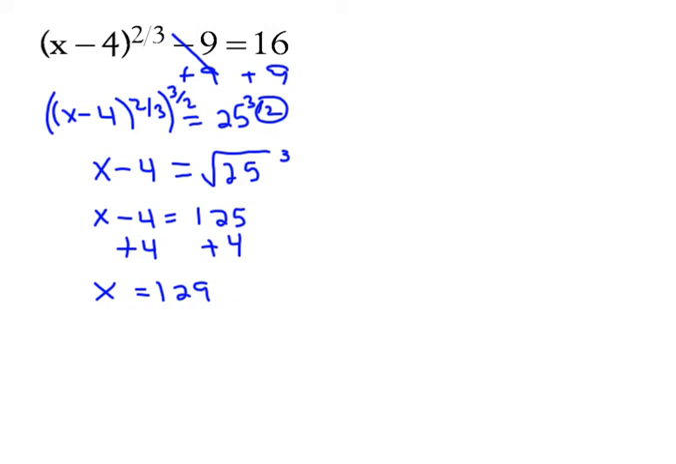Let's do a quick check. 129 minus 4 is 125. Cubed root of 125 is 5. 5 squared is 25. 25 minus 9 is 16. So 129 does work. That is not extraneous.